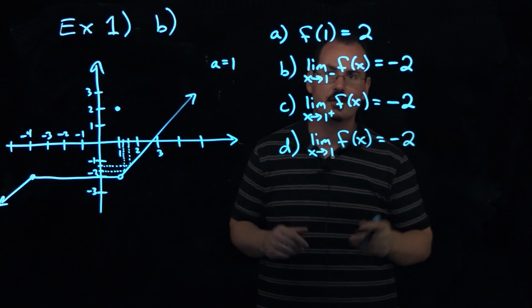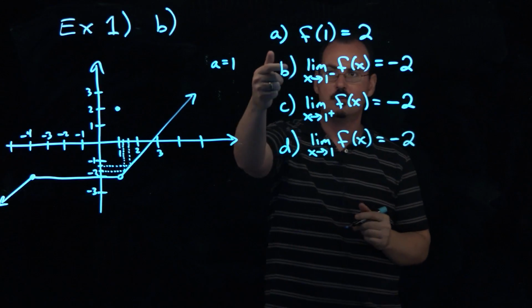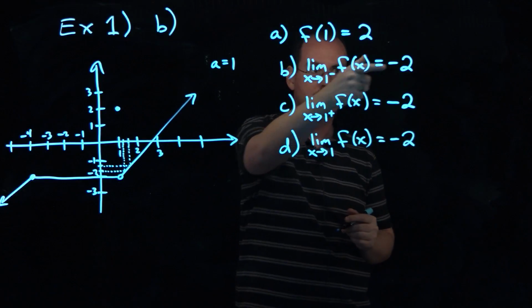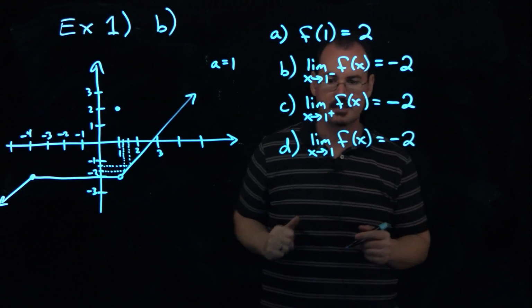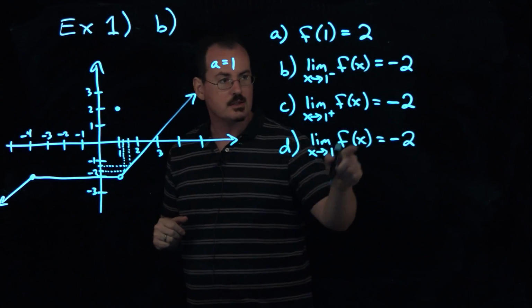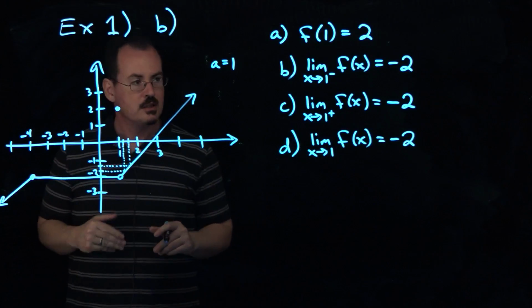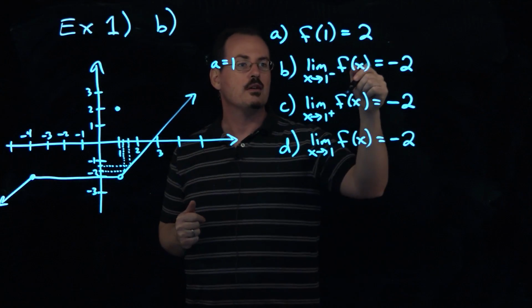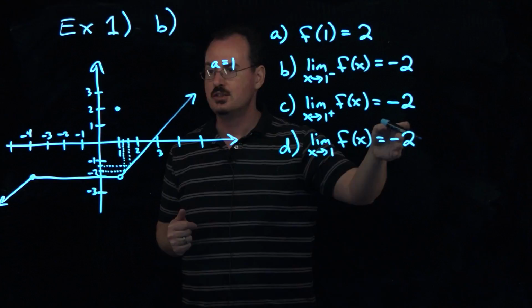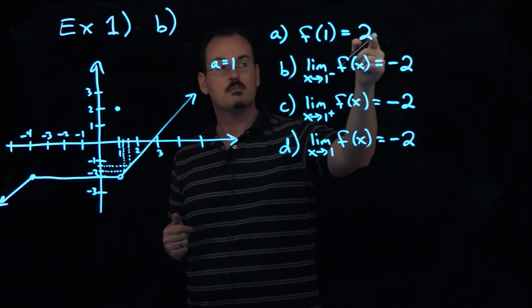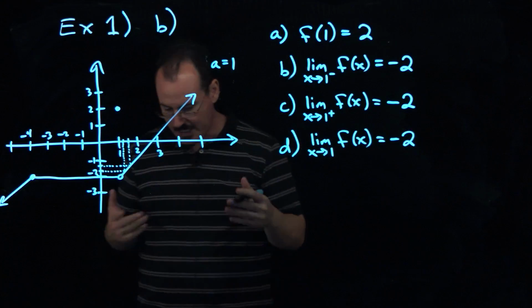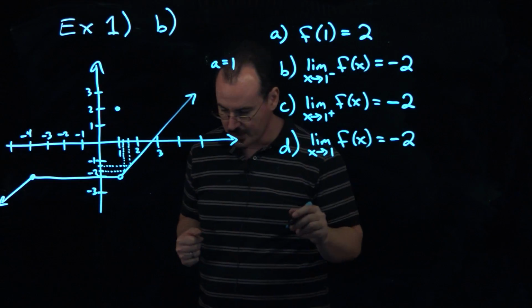In fact, this is another way to define a limit. If the limit from the left and the limit from the right are equal, then the limit itself is the same thing. So the limit is -2. Notice that the limit is -2, but the function value is not that, it's 2. So that is in fact the reason that we have a discontinuity here.